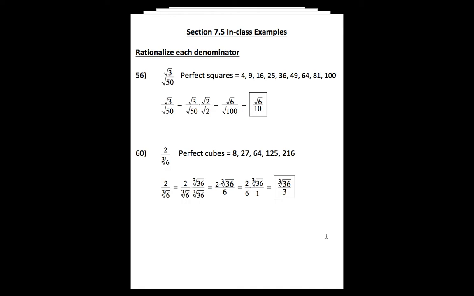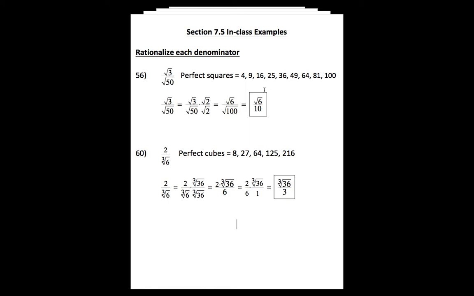So with number 56, where we started with the cube root of 3 over the cube root of 50, again, I don't want to necessarily multiply the radical by itself. That's going to give me really big numbers that I'm going to have to simplify further and eventually end up with the same answer, but it's just going to be a much more painstaking process to get there. What I want to do is try to figure out what is the smallest perfect square that the square root of 50 divides into evenly.